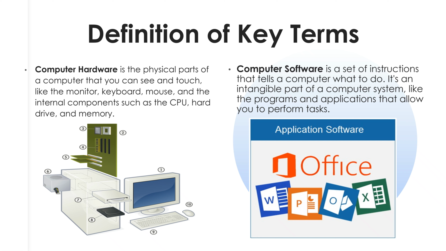Another example is your phone. Your phone screen is the hardware. The WhatsApp app running on it is the software. So basically, if you can drop it on the floor, it's hardware. If you can only see it on a screen, it's software.